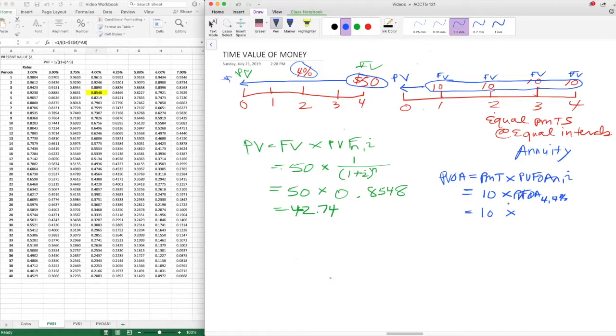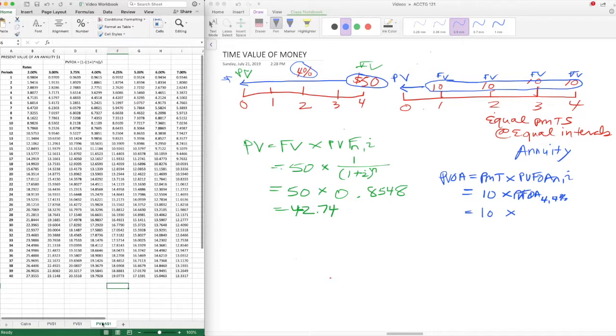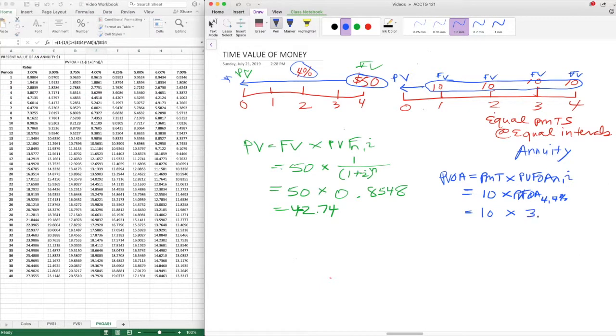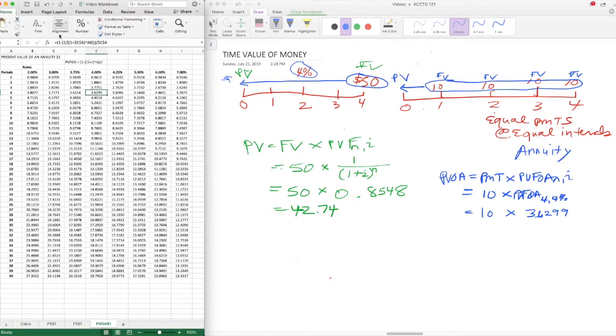And so we'll go to our Excel file over here where we have a table, and we find the 4 periods, 4%, and we see that the factor here is 3.6299. Okay, 3.6299. Let me highlight that again.